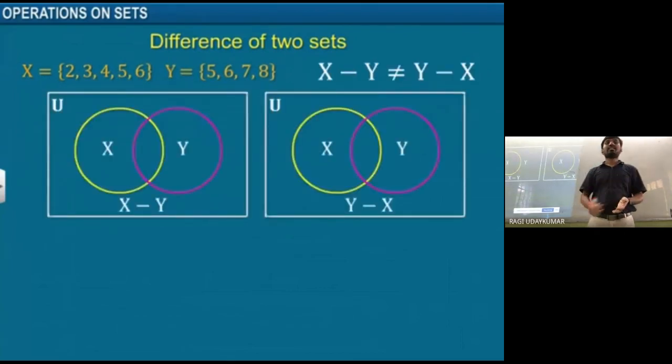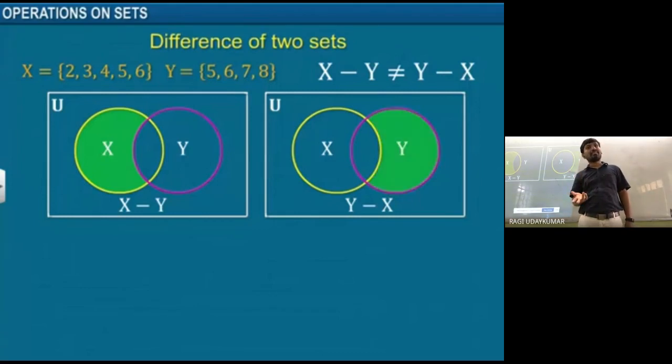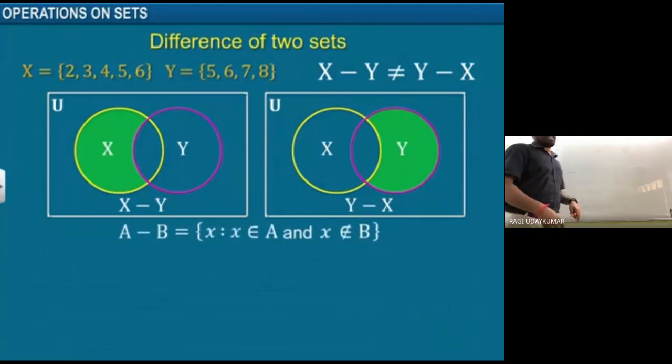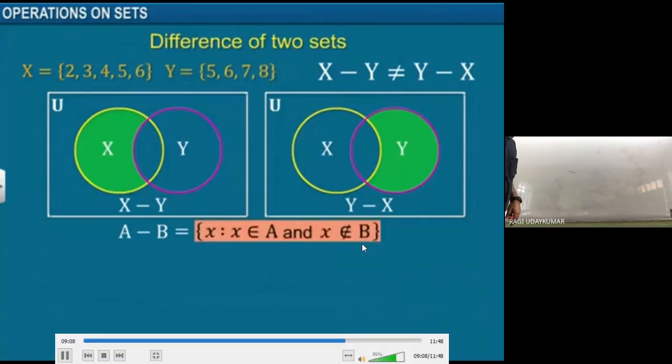X minus Y, if you want to represent it in a Venn diagram, it is only the left side part. See, the part shaded in green color will be X minus Y. And Y minus X is nothing but the part in the second figure, the elements which are present in Y but not in X. Whatever green shading you get in the second figure will be taken into consideration. That is X minus Y and Y minus X. Okay, is it clear to you?